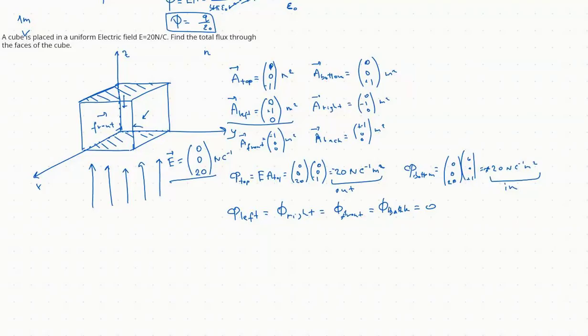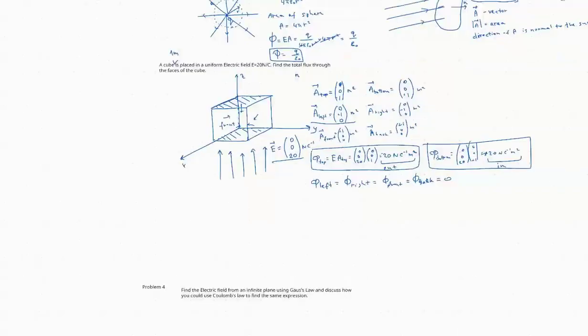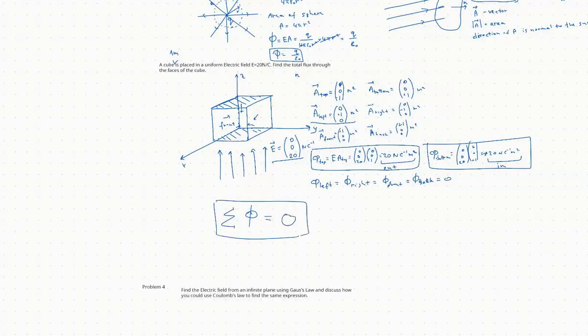But the important thing is the flux going into a closed hollow shape is positive, and the flux going out is negative. And the total flux in this case is of course 0. The total flux going into the cube is 0. And this is also an important consequence of Gauss's law.